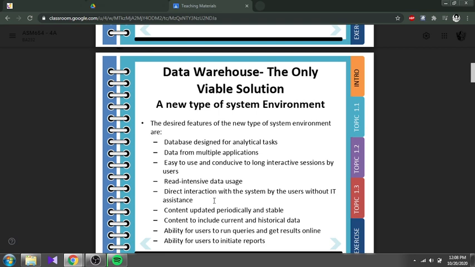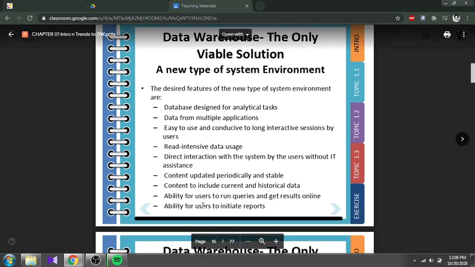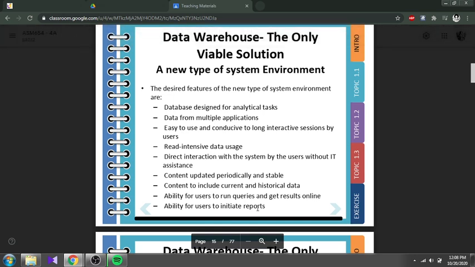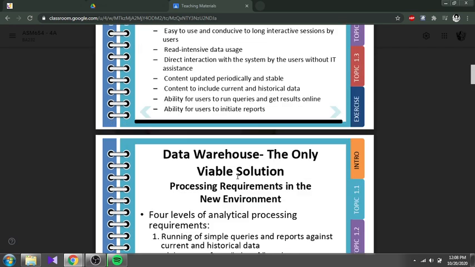The ability for the user to run queries and get results online. The ability for the user to initiate reports, so they can come up with different kinds of reports. In the system analysis, we have different kinds of reports available for the executive, because not all reports are the same.